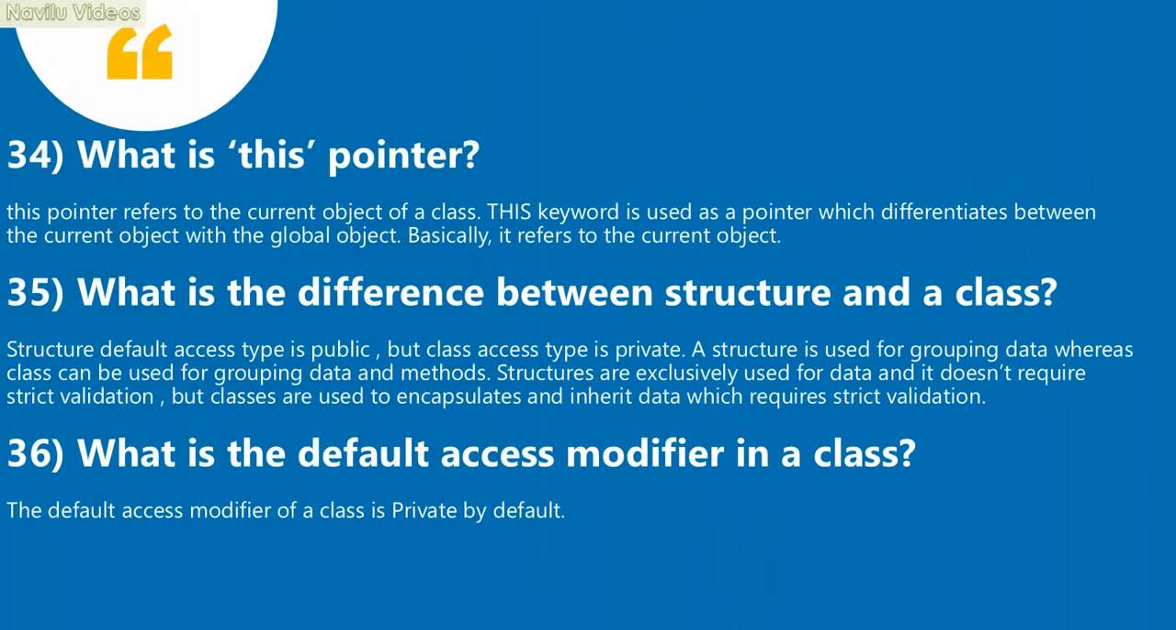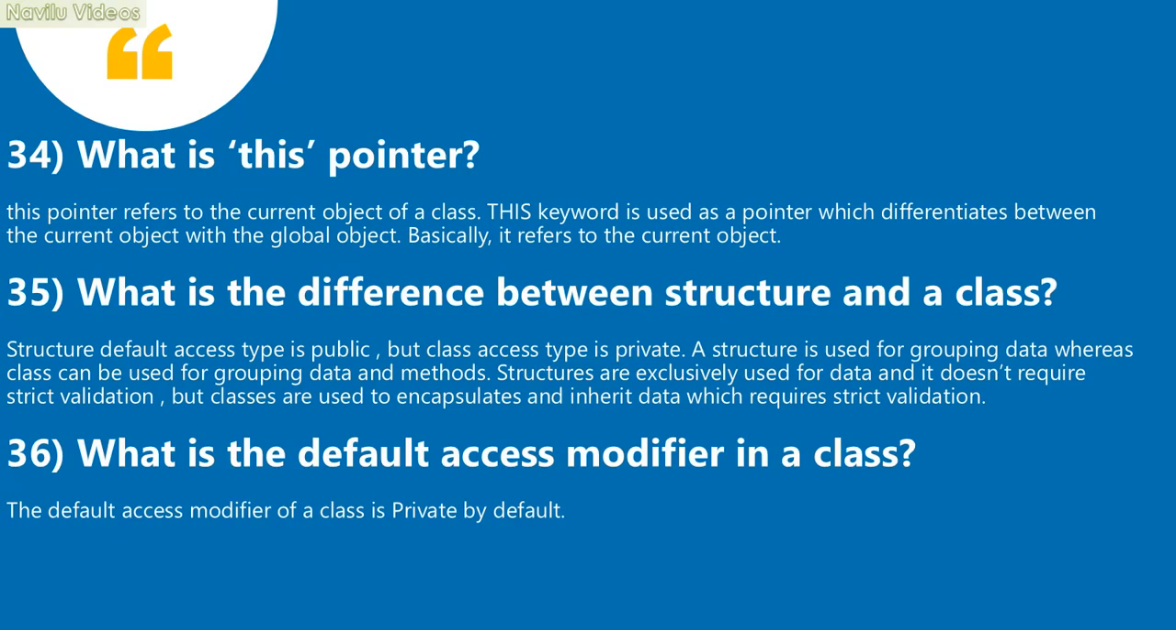34. What is this pointer? This pointer refers to the current object of a class. This keyword is used as a pointer which differentiates between the current object and the global object. Basically, it refers to the current object.